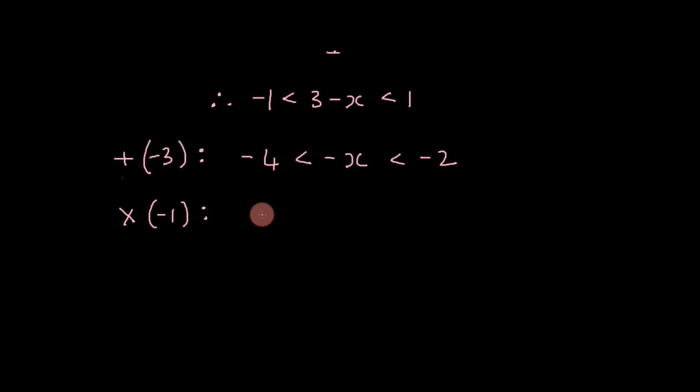So negative 4 times negative 1 is positive 4. Since we are multiplying through by a negative number, in other words by negative 1, the inequalities will switch around. And negative x times negative 1 is positive x. Negative 2 times negative 1, of course, is positive 2. Now, as we mentioned before, it's conventional to write a smaller number on the left-hand side of a sandwich inequality. So we flip the inequality. So then 2 will be less than x, which will be less than 4.